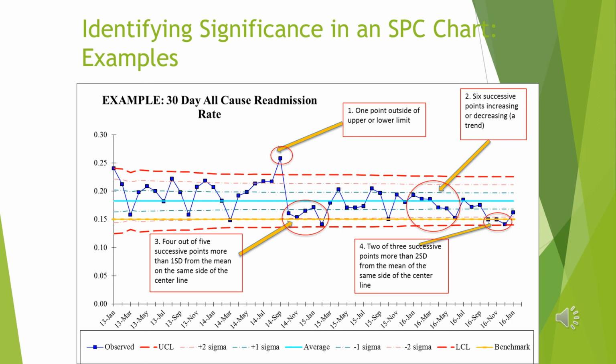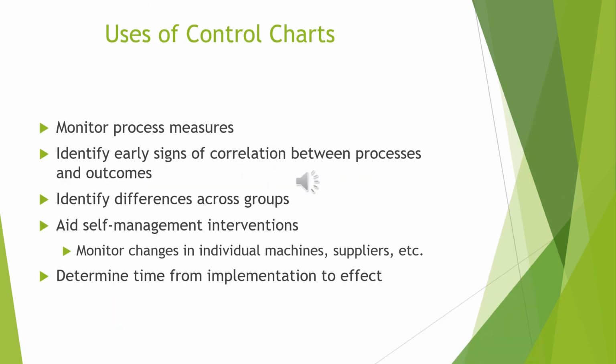Number 3, 4 out of the 5 successive points are more than 1 standard deviation. Doesn't happen very often by random chance. All these are about a 1 in 400 chance. And they got 2 out of 3 beyond 2 standard deviations on the same side, right? All these are not random events. Something's going on. So how do you use these things?